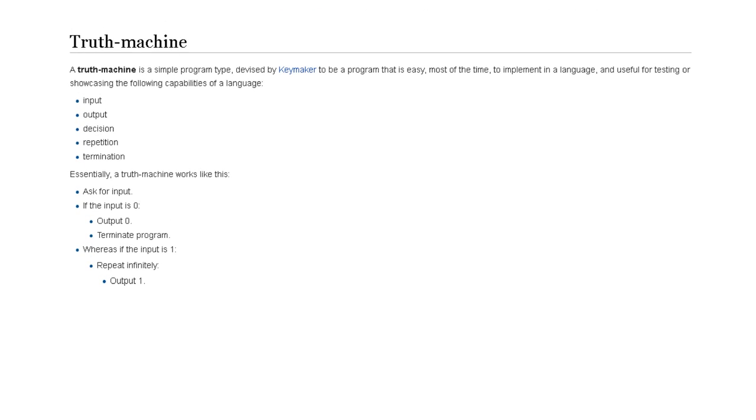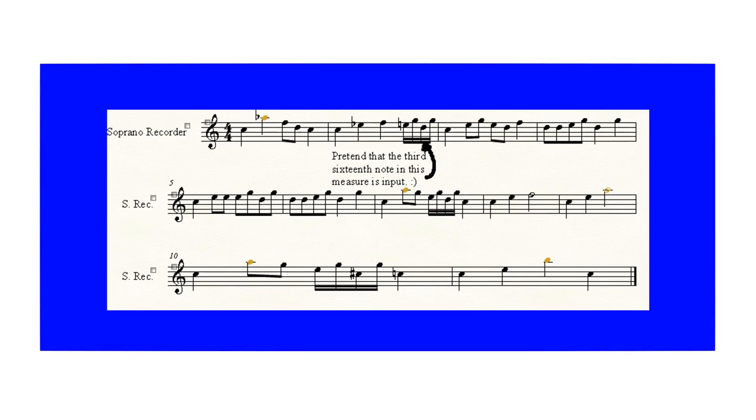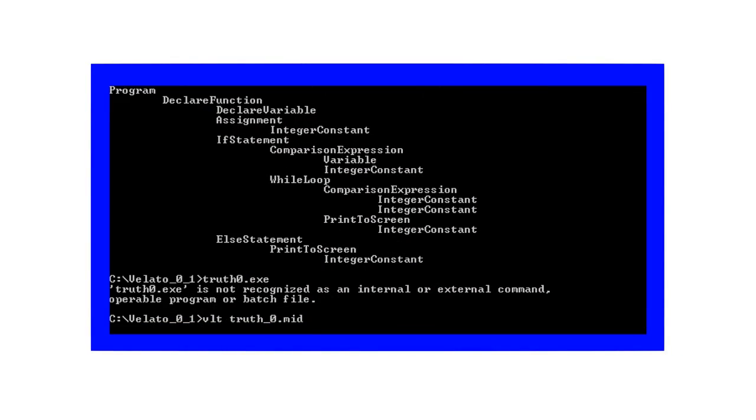Anyway, I also made a truth machine. A truth machine takes input from the user, and if the input is 0, it outputs 0 and stops. If the input is 1, it outputs 1 indefinitely. There is no input command in Velato, so I instead used a single variable, but otherwise, it fits the definition of a truth machine.